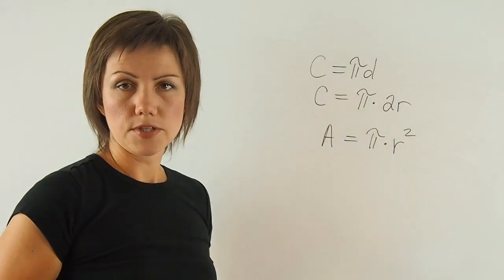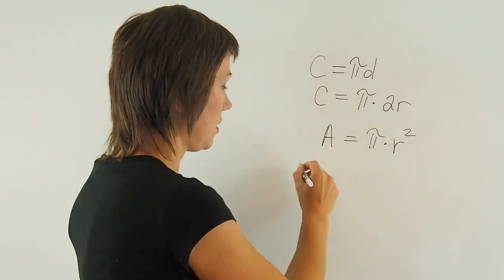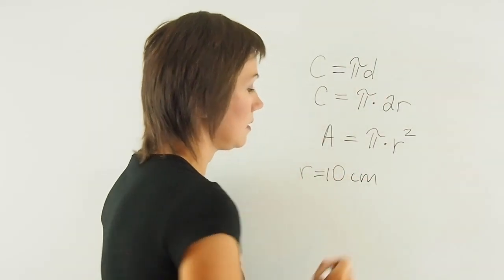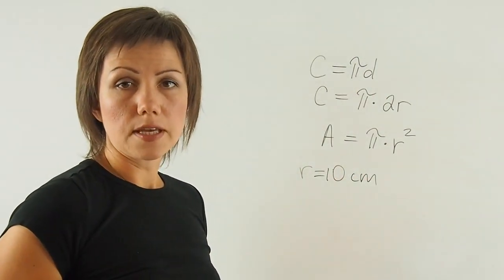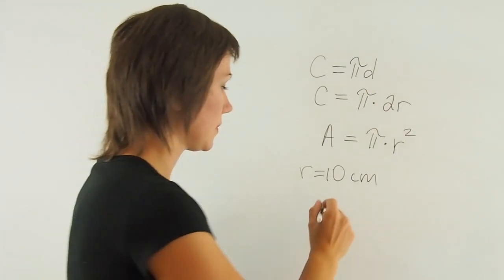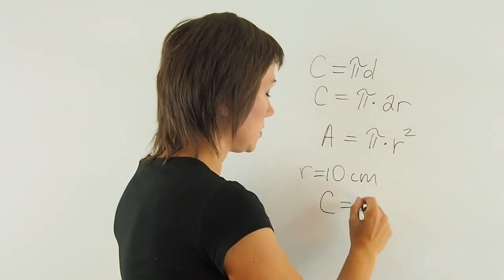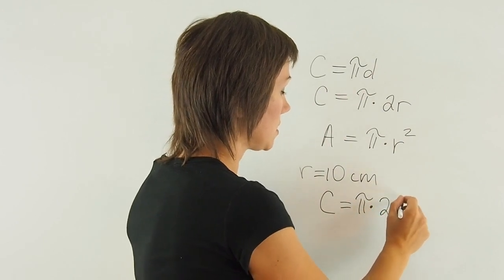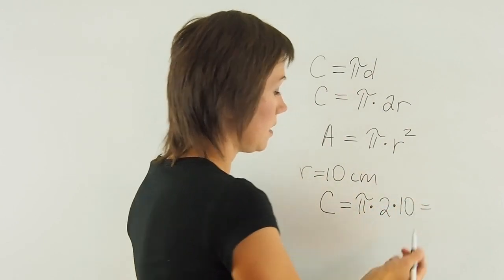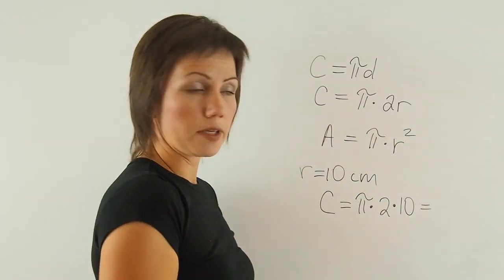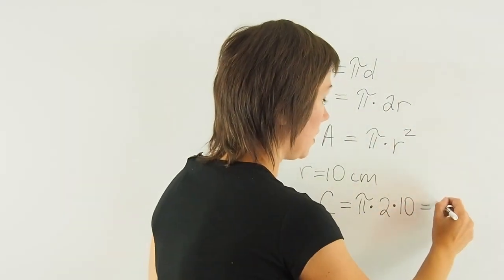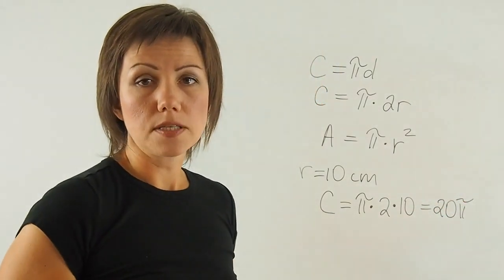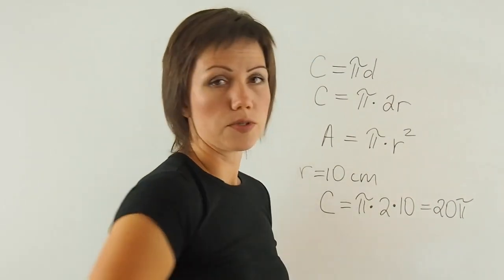Say the radius of a circle is 10 centimeters. R equals 10. I need to find the circumference and the area of this circle. Circumference is equal to pi times 2 times 10. I can multiply 2 and 10 and get 20, and then just times it by pi and get 20 pi. For me to get an approximate value, I will multiply this using a calculator.